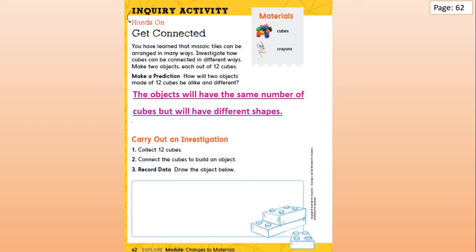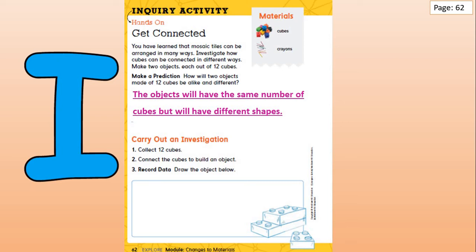Interesting. Now let's make the first object using these 12 cubes. You can make any object, but I suggest for you to build the letter I. It's very nice. It's the first letter of inquiry activity. So we can build the letter I using 12 cubes. Go ahead, grade 2. And then when you finish, please draw your object here. Show me all 12 cubes in your drawing.